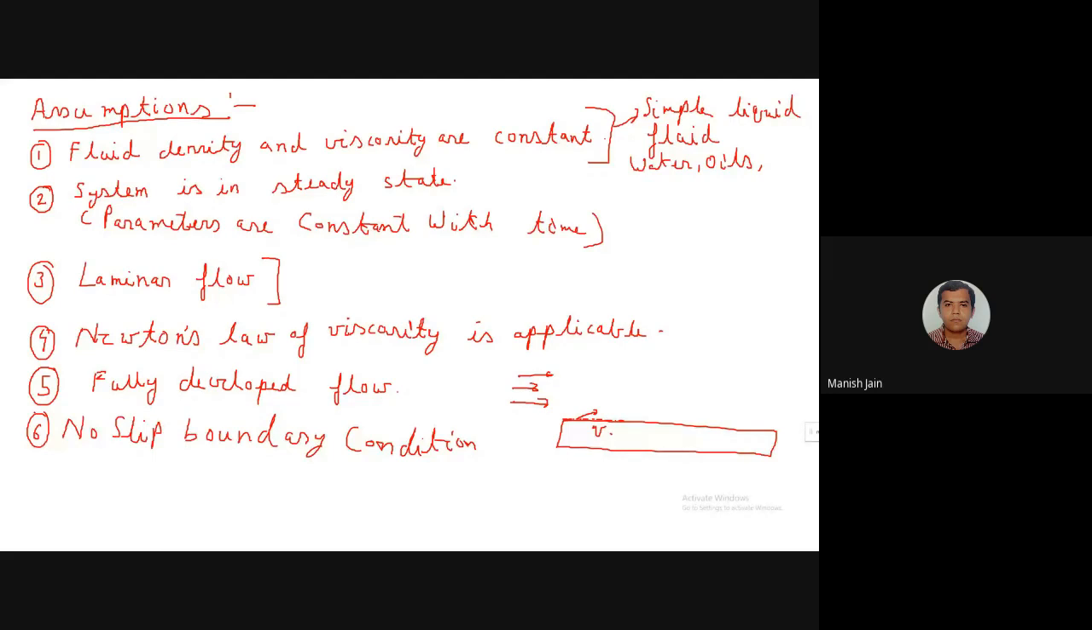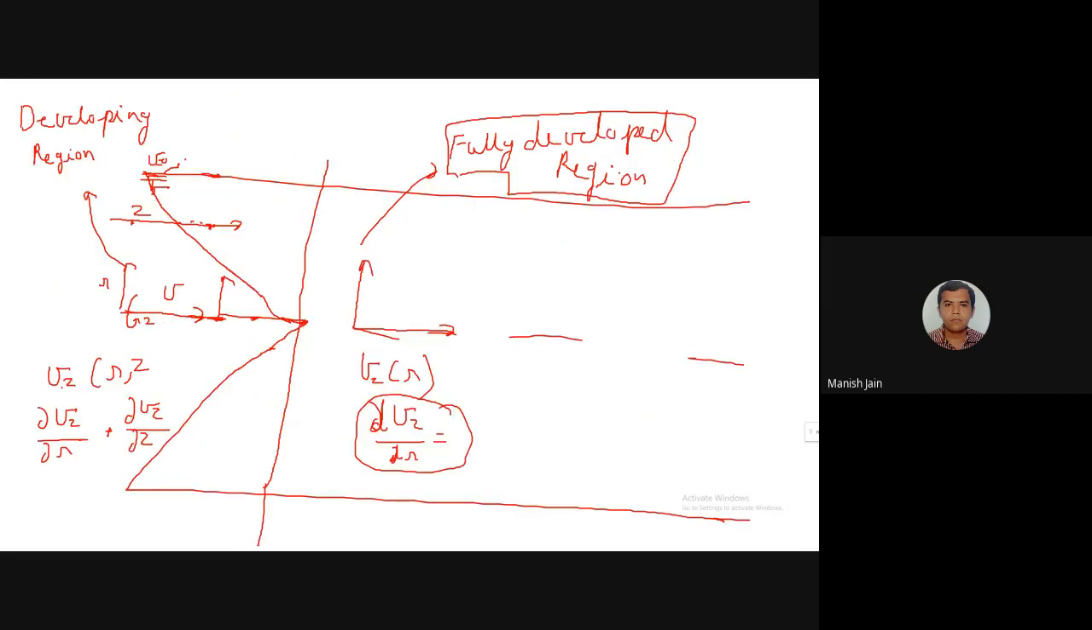The next assumption is that Newton's law of viscosity is applicable. That is true because you have constant viscosity and you are solving for simple fluids like water and oils. Next assumption, fully developed flow. I have already taught you what developing flow and fully developed flow are. Initially, where the velocities are changing due to the presence of a solid body, that is called the developing region. So we are solving the problem for the fully developed region, where the velocities are constant with length.